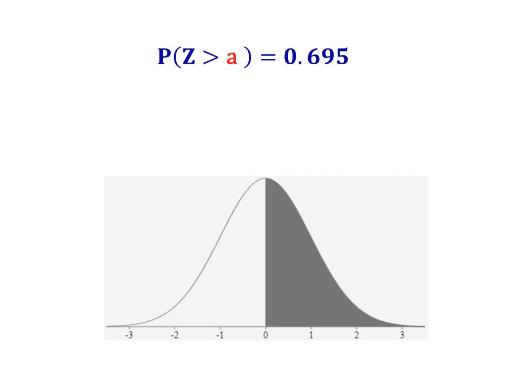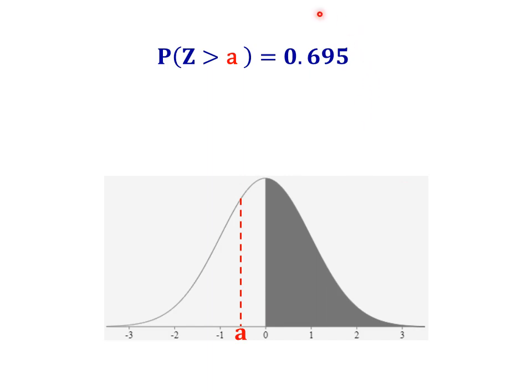So when we are asked to find the value of A, given that probability of Z greater than A is equal to 0.695, observe that this probability is greater than 0.5. So we know that the area is more than half of the total probability. So probably the line of A is somewhere here. So this is probably where the A is.